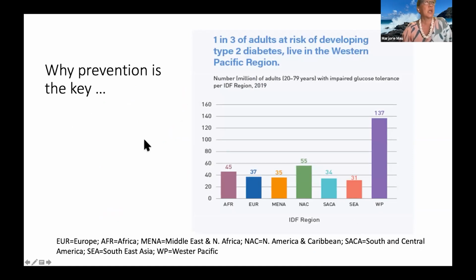But what's really striking is the need for prevention. As you can see across the IDF regions, the Western Pacific has the most individuals with impaired glucose tolerance. 1 in 3 adults are at risk of developing type 2 diabetes in this region of the world.